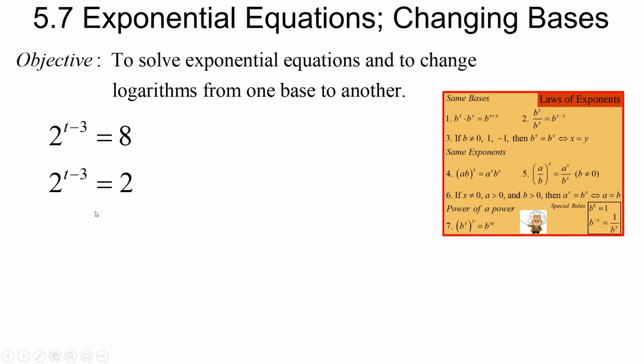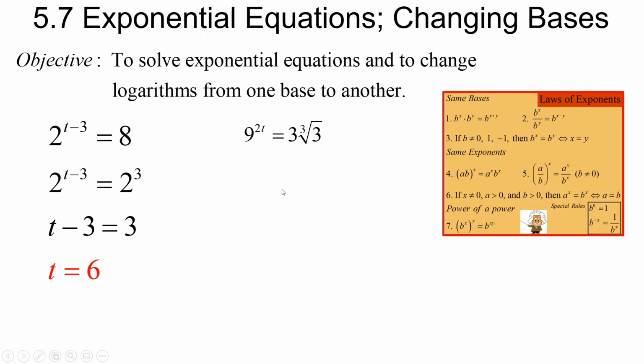Now this statement can only be true if t minus 3 equals 3, because we have common bases on both sides. So t minus 3 equals 3, add 3 to both sides, and t equals 6. And that's all there is to it. Exponential equations, if you can get a common base on both sides, you just use your rule right here. B to the x equals b to the y if and only if x equals y.